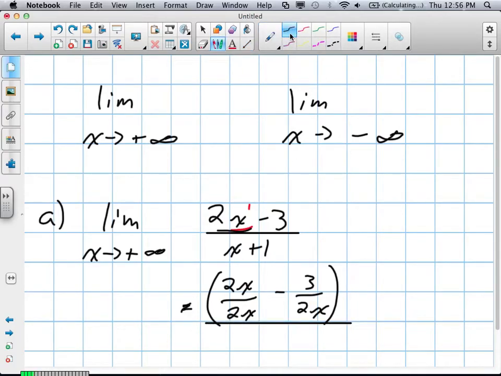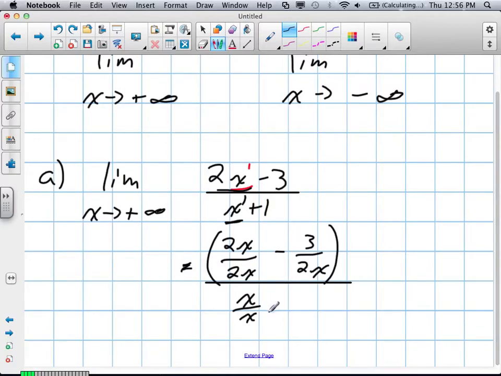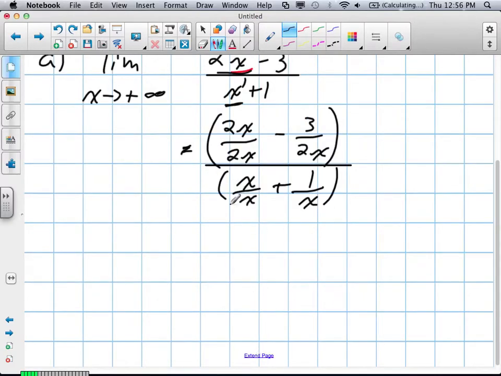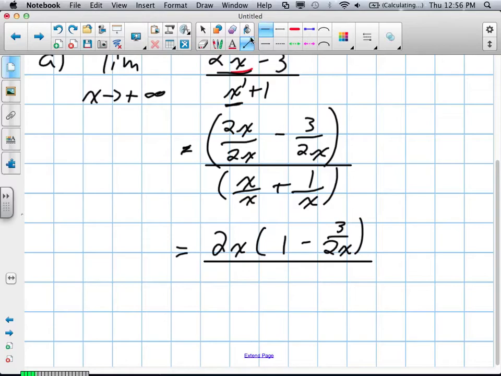The bottom of the fraction, our term of highest degree, is only just x. So we're going to take x divided by x, and positive 1 divided by x. Those are going to become our common terms. So our common terms outside the brackets are 2x, and we're going to be left with 1 minus 3 over 2x. We'll leave it like that. Don't be afraid to leave it in fraction form. It'll work out fine. And we're going to get x(1 plus 1 over x).